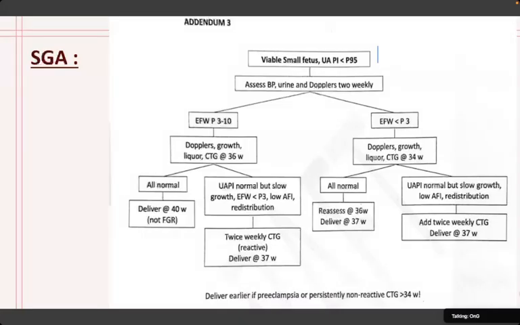If positive end-diastolic flow with RI or PI less than the 95th centile for gestational age is found, then an assessment of the ductus venosus is not indicated. If the estimated fetal weight is more than P3 but less than the 10th centile, we repeat the blood pressure, check the urine again, and do Dopplers 2 weekly, again to exclude any maternal factors.